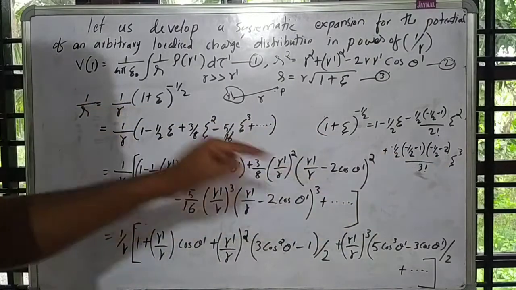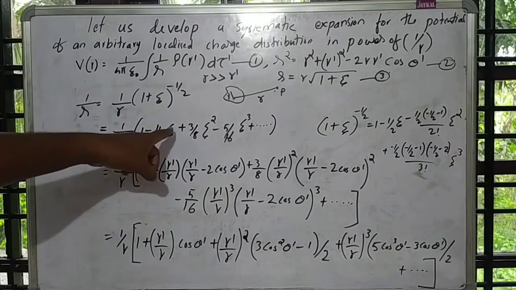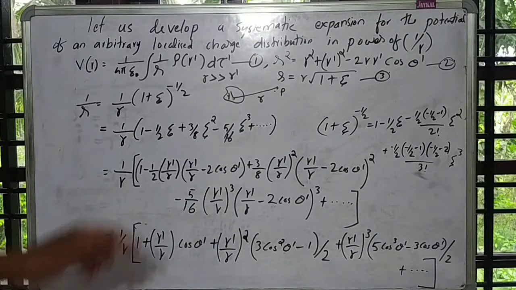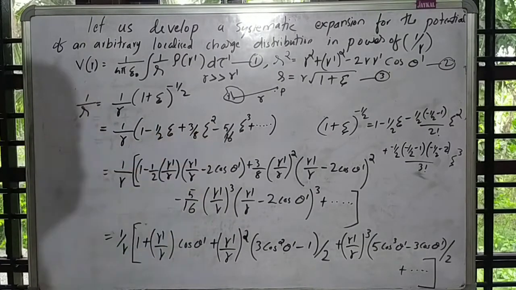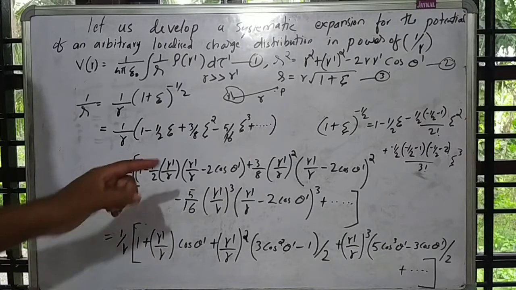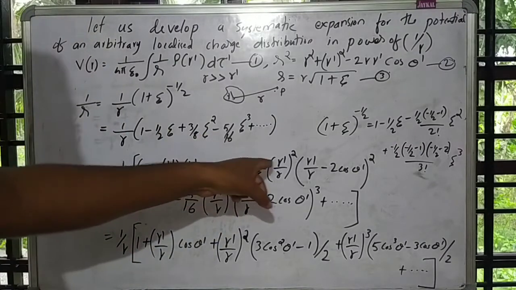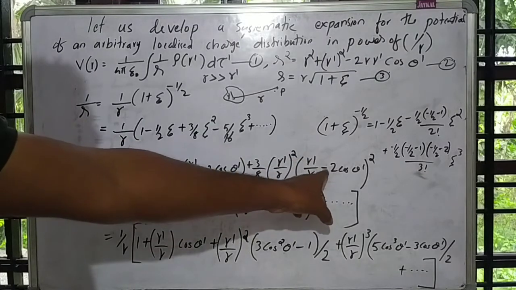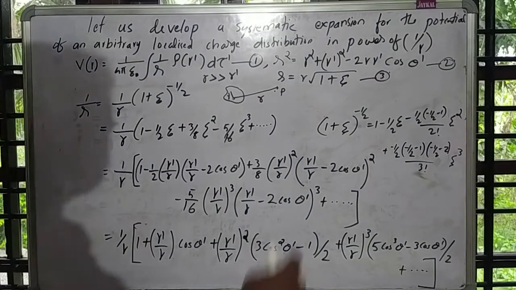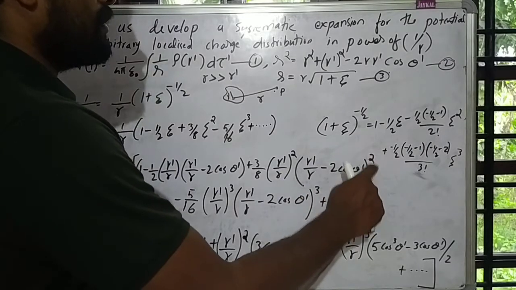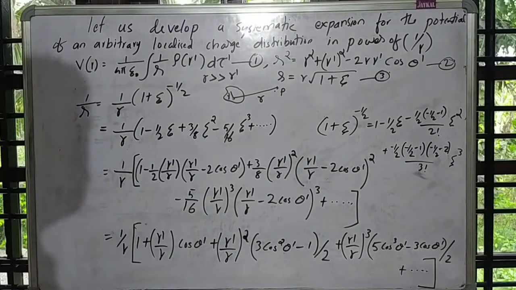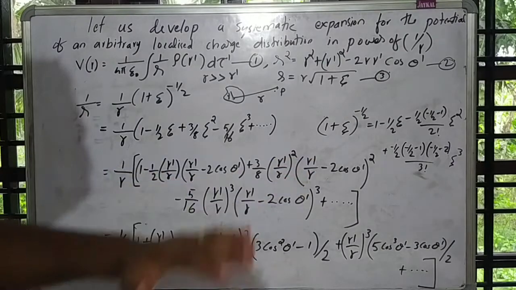Using that binomial expansion, we will get 1 over r into 1 minus 1 by 2 epsilon plus 3 by 8 epsilon square minus 5 by 16 epsilon cube plus etc. And we need to substitute the value of epsilon here. The value of epsilon is r dash by r into r dash by r minus 2 cos theta dash, plus 3 by 8 r dash by r whole square, r dash by r minus 2 cos theta dash whole square, minus this term. Then we need to expand those terms. This is in the form of a minus b whole square, and here also a minus b whole cube, so using those relations we can expand these terms.